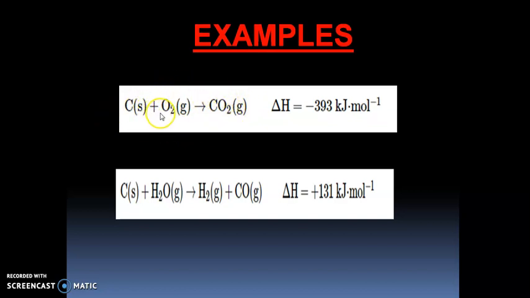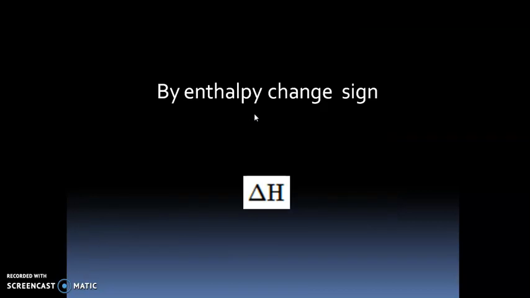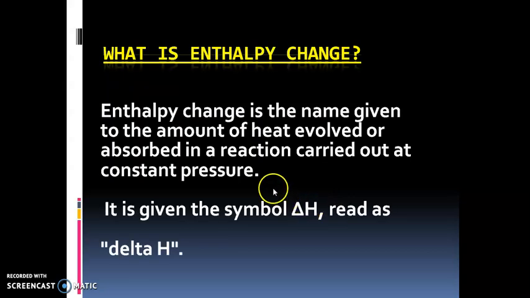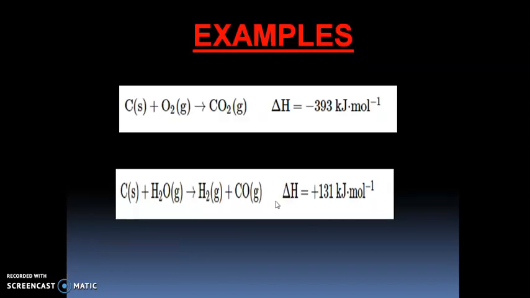If we see that there is no word heat written at the side of the tail or at the side of the head, then to identify whether it is endo or exo, we use the enthalpy change sign, that is delta H. Okay, what is enthalpy change? Student, enthalpy change is the name given to the amount of heat either absorbed or evolved. That is, the specific amount of heat which is evolved or absorbed by a reaction carried out at constant pressure is delta H, read as delta H.